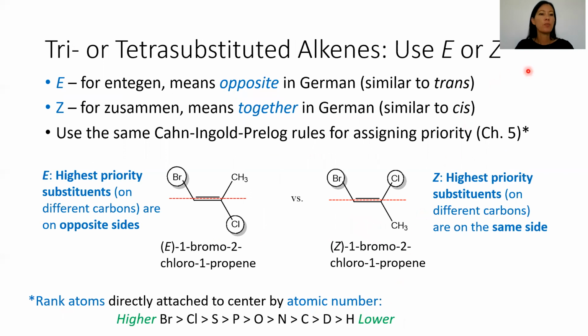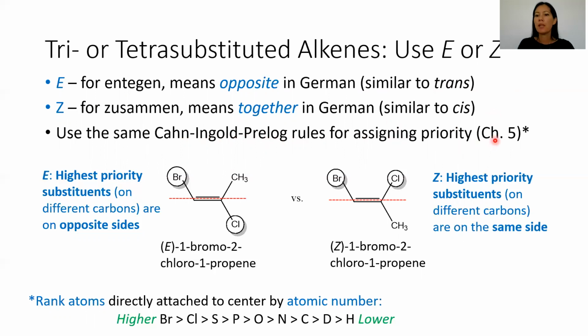So this last slide here involves tri or tetrasubstituted alkenes. This is a little annoying. When you have tri or tetrasubstituted alkenes, you change from using cis-trans to E or Z. And E is kind of like trans. E is entgegen, meaning opposite in German. Z is zusammen, meaning together in German. So Z, in your head, think it's like cis. E is like trans.